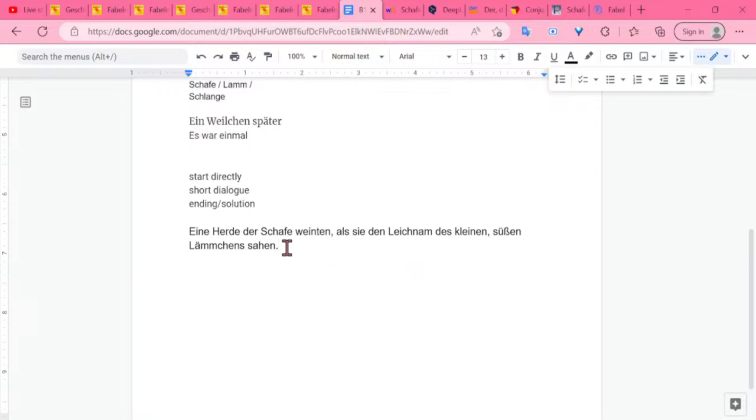Eine Herde der Schafe weinten, als sie den Leichnam des kleinen süßen Lämmchens sahen. And then there'll be a little dialogue between a few. They'll find bite marks, fang marks on the body. They'll be looking for, this is just an idea, that they realize that the little lamb died because of the snake.